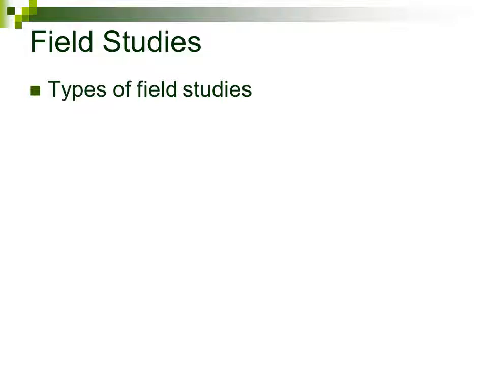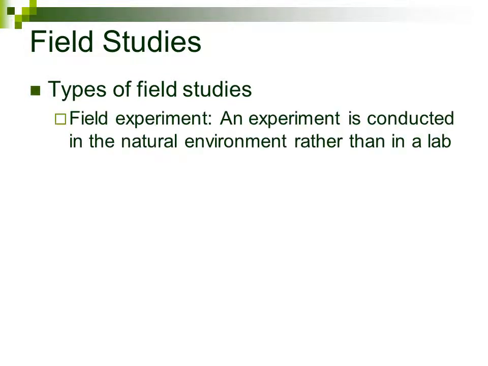Let's talk about different types of field studies. One kind of field study is a field experiment, where an experiment is conducted in the natural environment rather than in a lab. In one study like this, the researchers tested the broken window explanation for crime, that incidental indicators of social disorder, like broken windows and graffiti, can actually increase crime rates by sending signals that transgressions are the norm in that area.